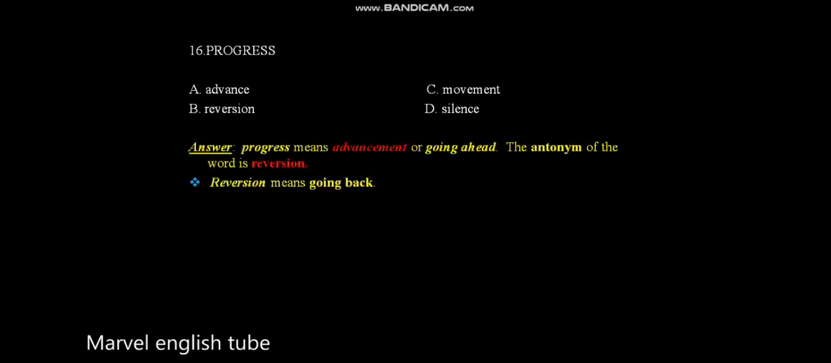The next antonym question is progress. I think this is a familiar term. Progress ማለት እድገት መሻሻል ማለት ነው. So the opposite should be ቁልቁል መውረድ አይደል መዝቀጥ ማለት ነው. Among the words given you can see advance, መሻሻል ማለት ነው. Reversion ደግሞ ወደ ኋላ መሆን ወደ ኋላ መቅረት ማለት ነው. Movement መንቀሳቀስ, silence ጸጥታ ነው. So obviously reversion should be the opposite word, so the answer is B.